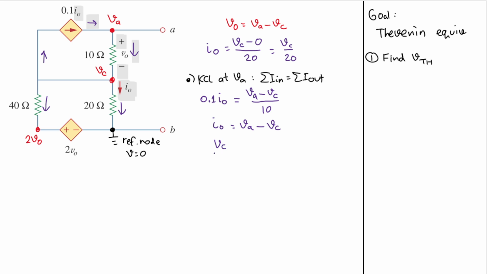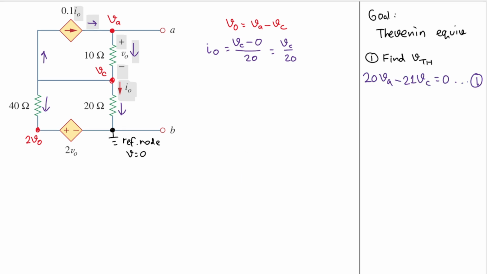So we'll have VC over 20, and that will equal VA minus VC. We can multiply both sides by 20. So we'll have VC equal to 20 VA minus 20 VC. Or we can simplify things: we'll have 20 VA minus 21 VC, and all of that equals 0. Let's set this as equation number 1. Good. Now maybe let's clean things up a bit and save this equation that we got.